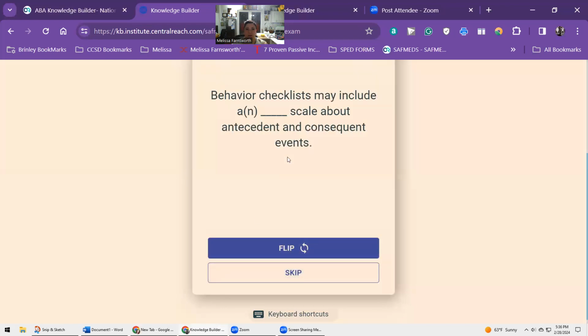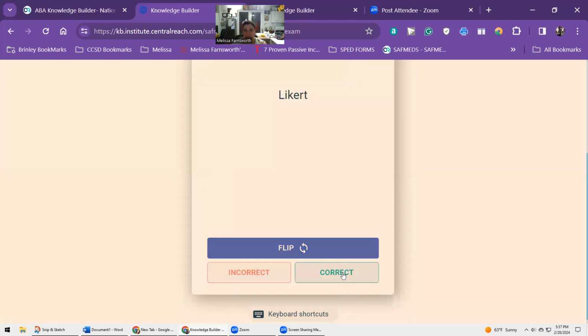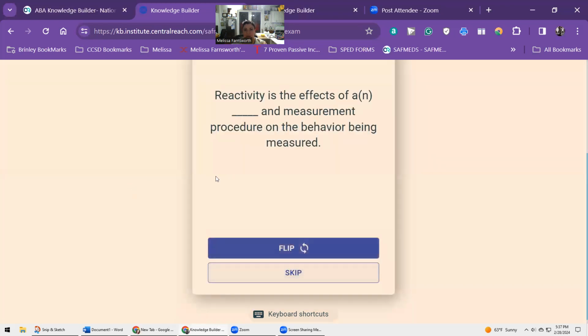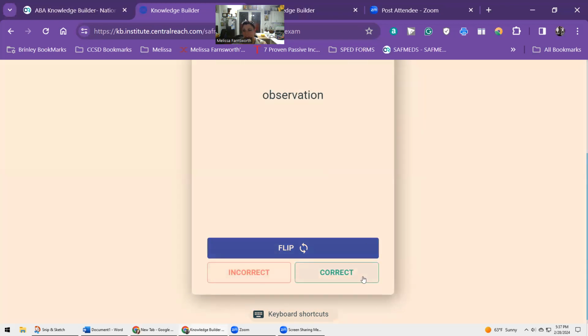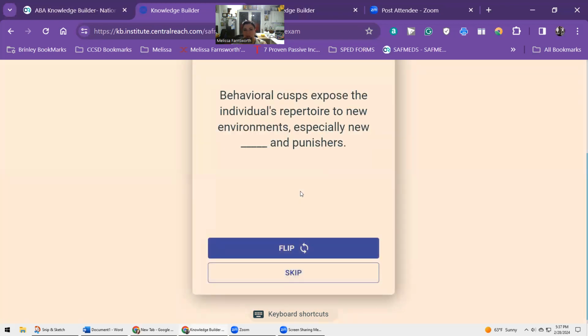Targeted. Behavioral checklists may include a blank scale about antecedent and consequent events. Likert. Reactivity is the effects of a blank and measurement procedure on the behavior being measured. Observation. Behavioral cusps expose the individual's repertoire to new environments, especially new blank and punishers.